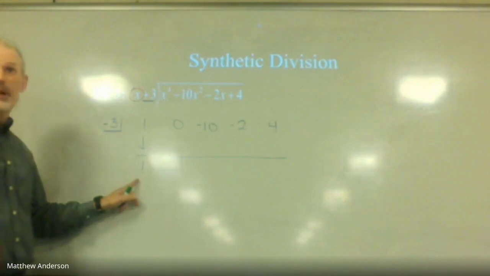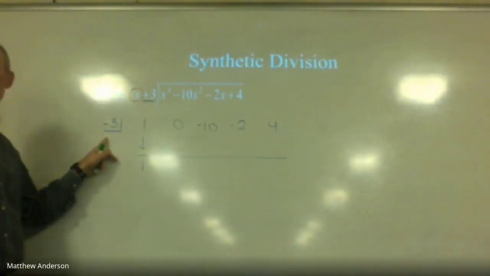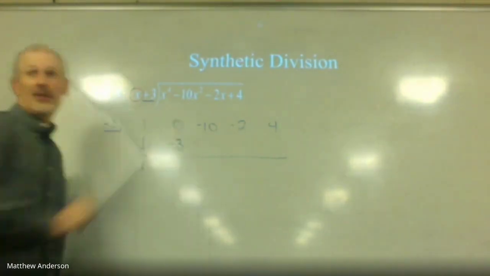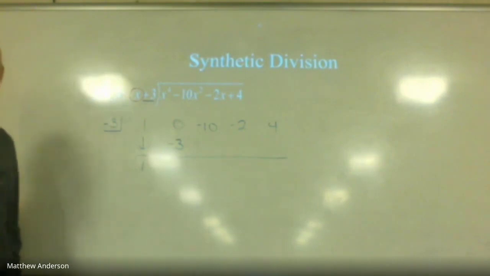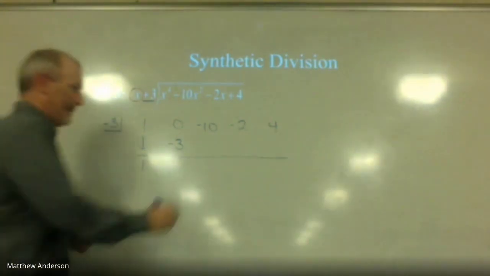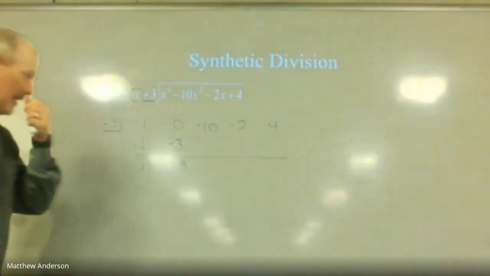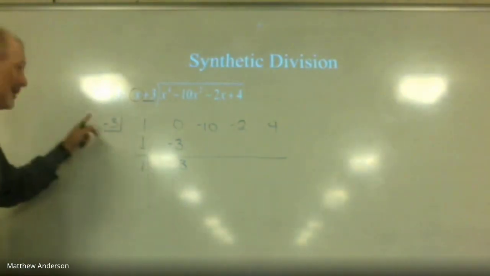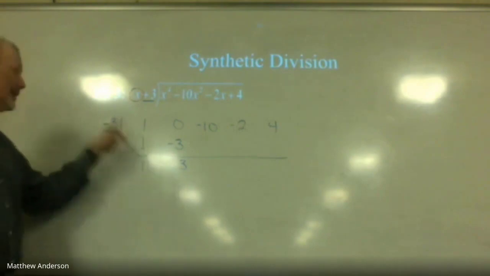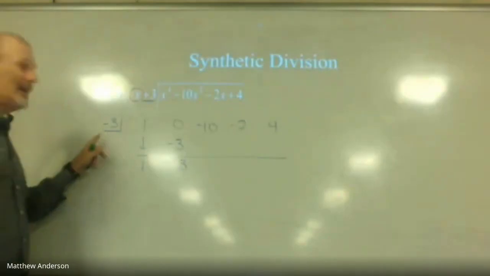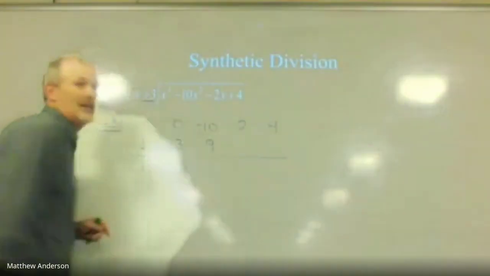We take this number on the bottom and multiply it by the corner. So 1 times -3 is -3. That goes underneath the next number spot that you have. And now we add those two together. So 0 plus -3 is -3. So now we've got another number on the bottom. And just like last time, multiply by the corner. And so -3 times this -3 over here is what? 9. And it will go underneath the next number spot.